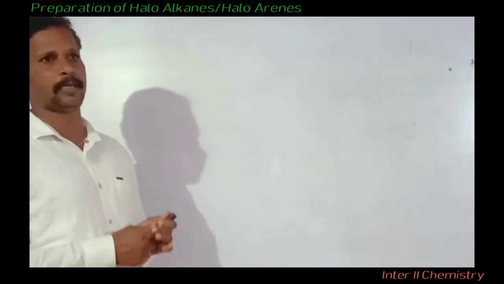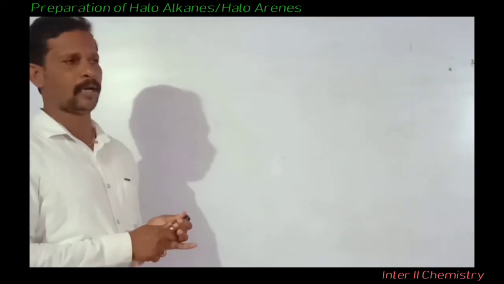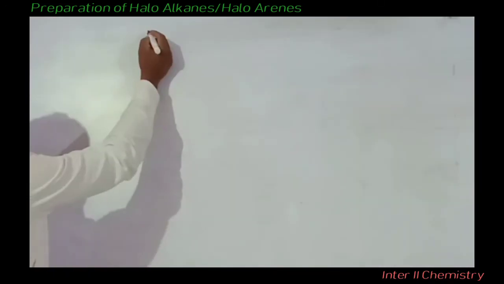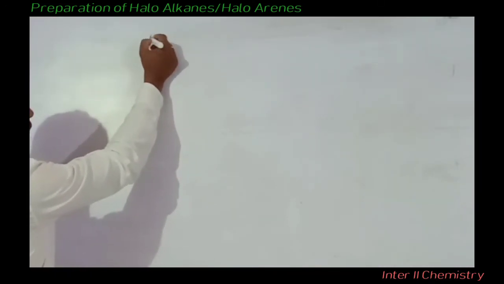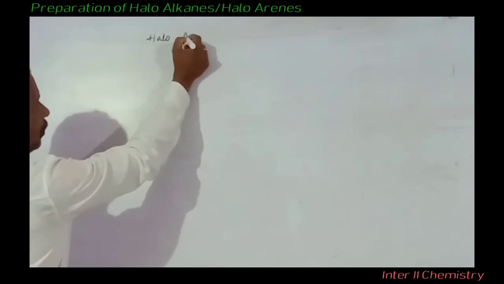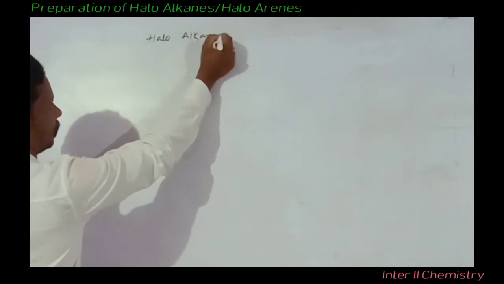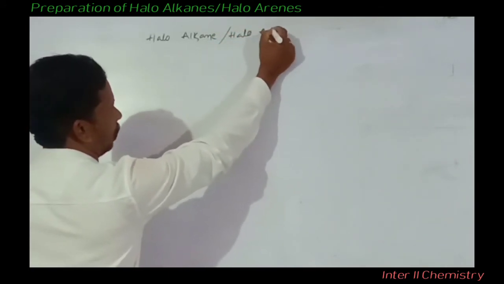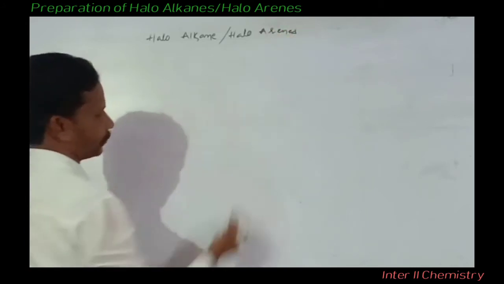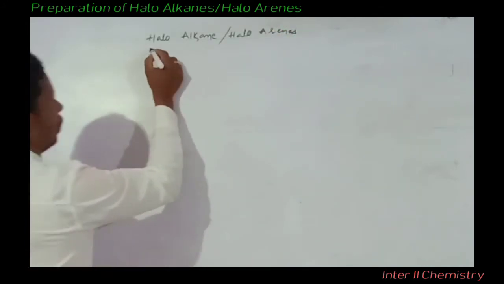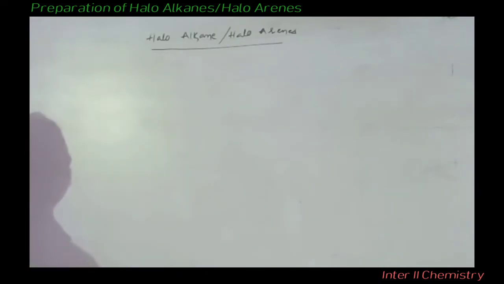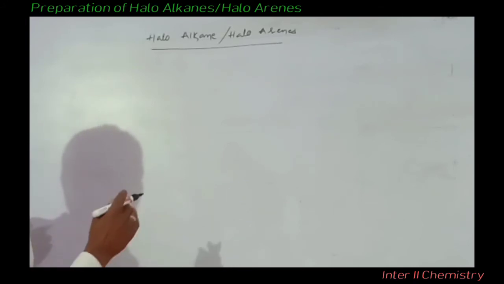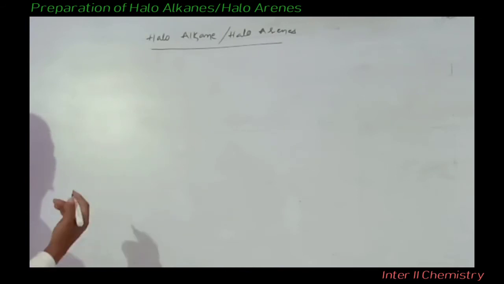Today we are going to discuss the preparation of haloalkanes and haloarenes. These haloalkanes and haloarenes are also called alkyl halides or aryl halides. So, the preparation of alkyl halides or aryl halides.